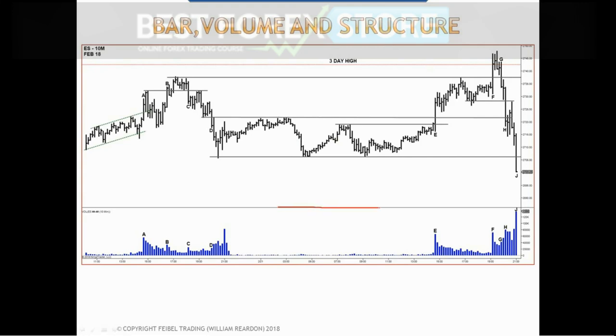So, for example, this is resistance. We want to see a break like so, where this action here over 50% of the spread is above the structure. This gives the break validity.